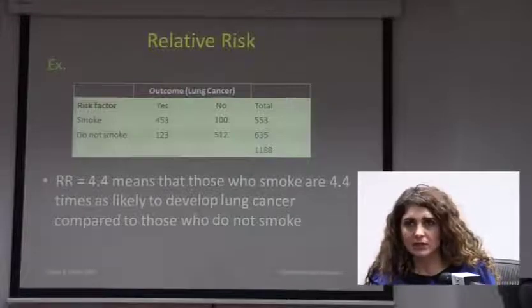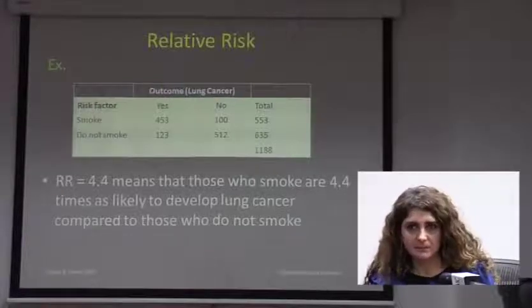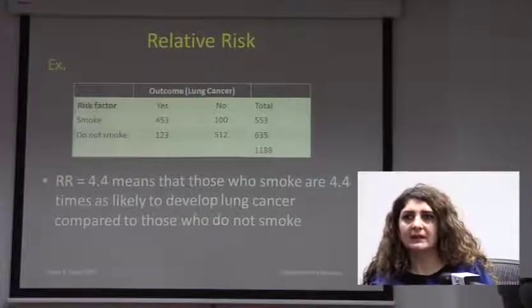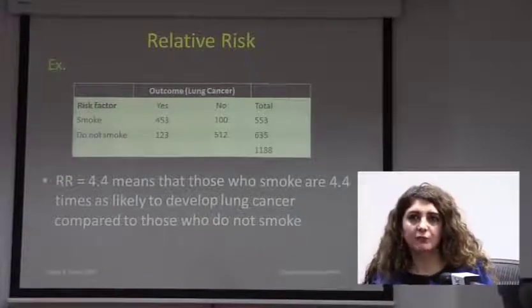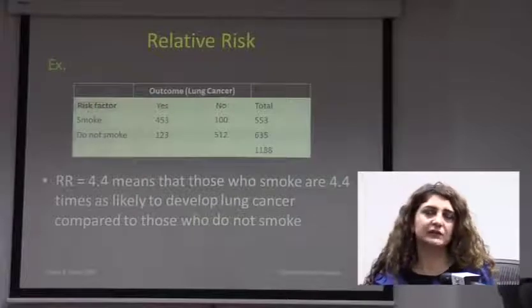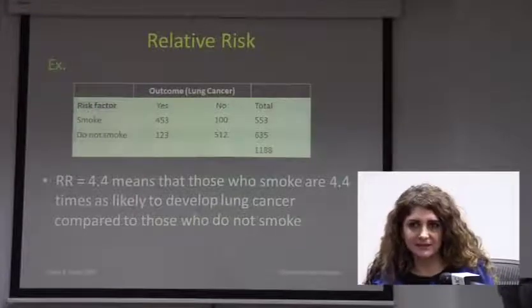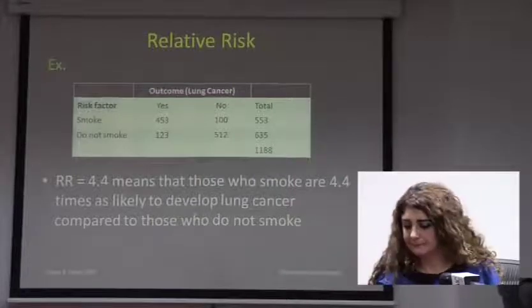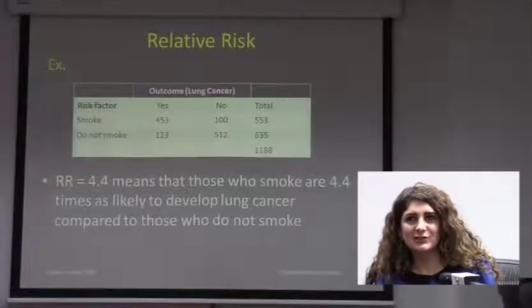In this situation, if you compute the relative risk, we get 4.4. So this number means that those who smoke are 4.4 times as likely to develop my outcome, which is lung cancer, compared to those who do not smoke. Questions?